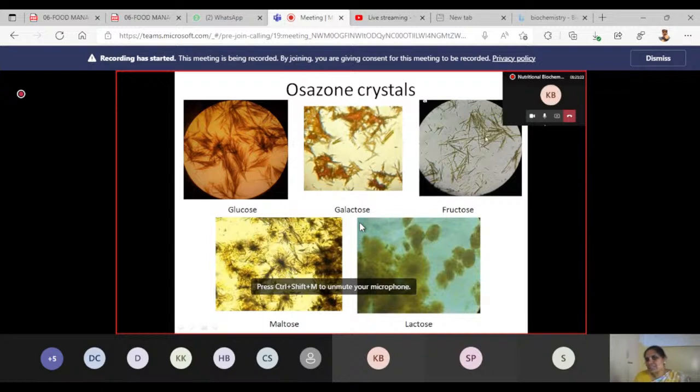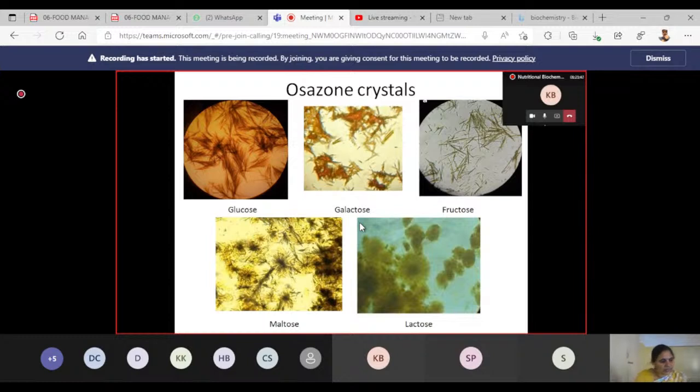So this is how each sugar will look when you treat it with osazone and then observe under microscope. This is known as glucose osazone. This is galactosazone. This is fructosazone crystal, lactosazone crystal, maltosazone crystal. So you can observe under the microscope and tell what sugar it is.